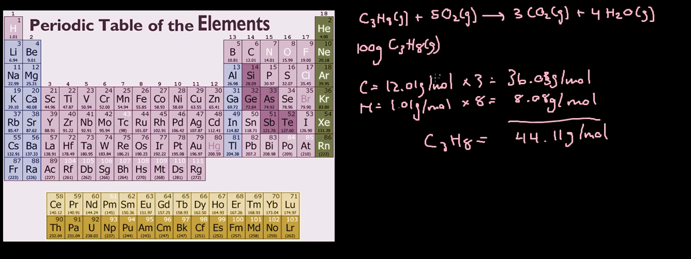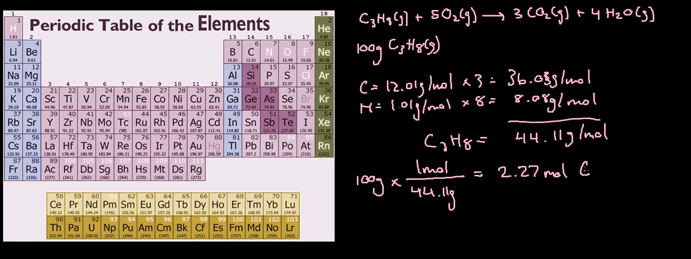Now that I have the molar mass, I can find out how many moles 100 grams of propane is. So I have 100 grams, and there are 44.11 grams in 1 mole. And I did all this calculation out beforehand, and this gives 2.27 moles of propane.